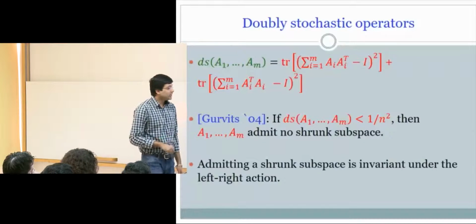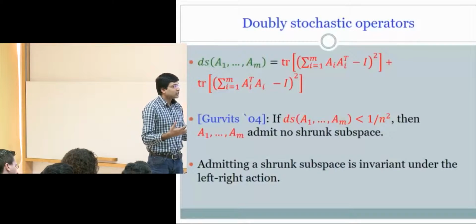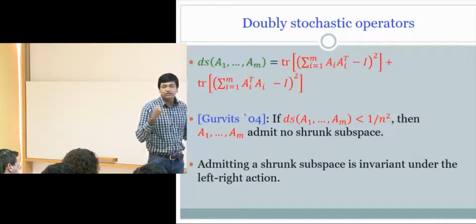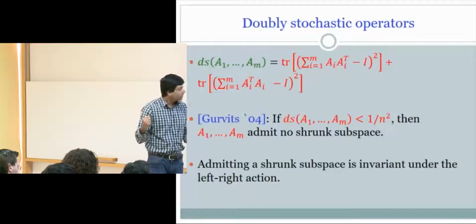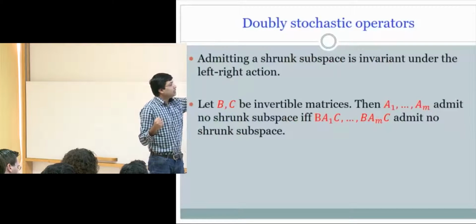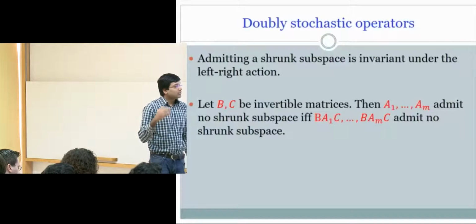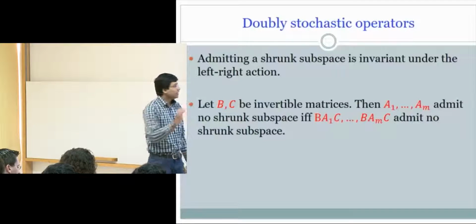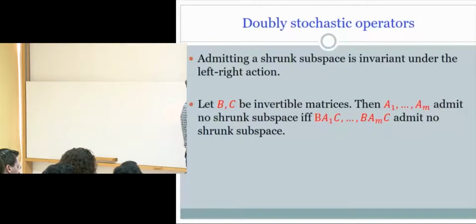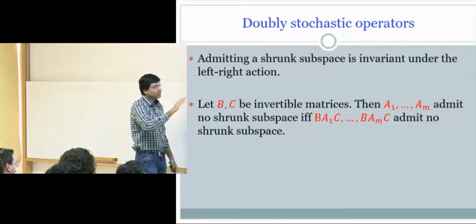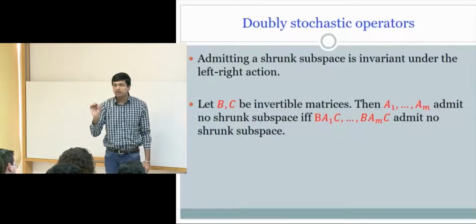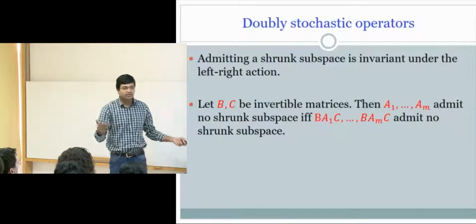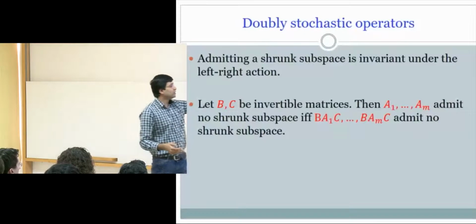So another condition is that this property of shrunk subspace is invariant under the left-right action. Okay, so what do I mean? If you pre- and post-multiply by invertible matrices, this property of having a shrunk subspace doesn't change. Okay, you pick B and C to be invertible matrices, then A1 to Am admit no shrunk subspace if and only if the matrices B A1 C and so on admit no shrunk subspace. Okay, this is invariant under this action. It's clear. These are invertible matrices.